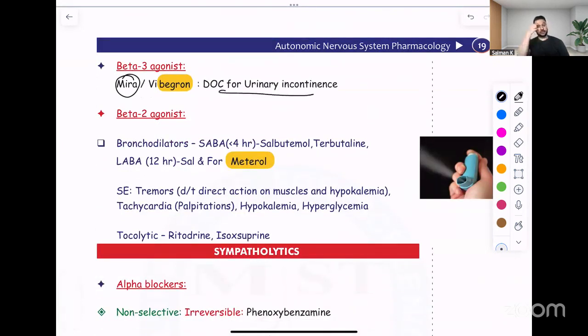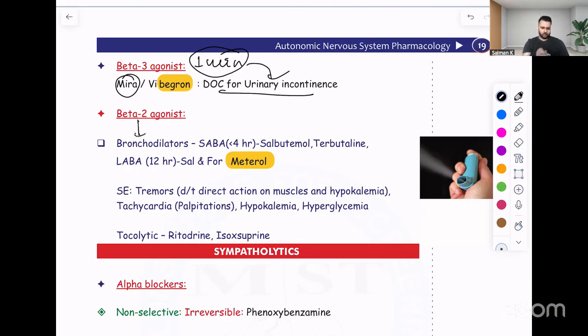I already told you about mirabegron. Remember, beta 3 receptor, you can go back and check. It reduces urination. Since beta 3 receptor reduces urination, it is useful for incontinence. Mira background. Mira is always on, right? That's what you will know.